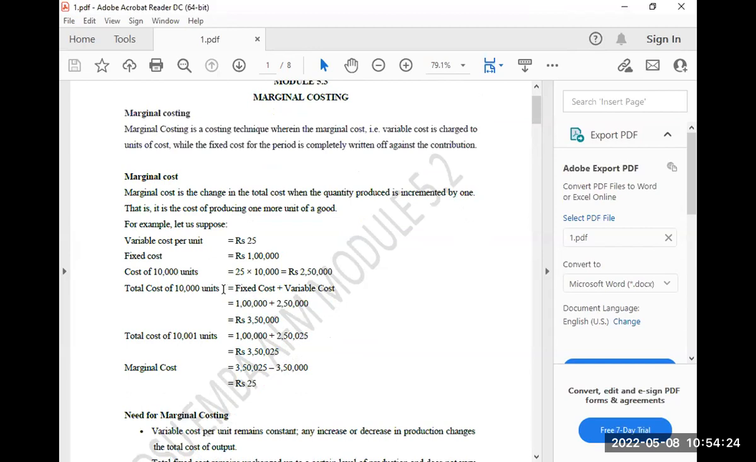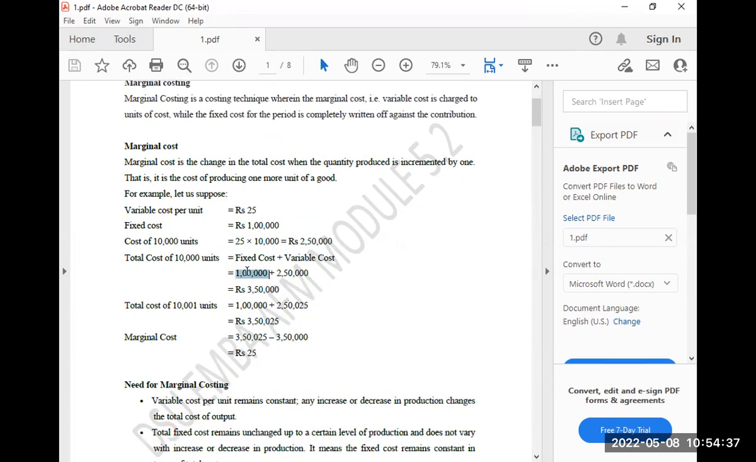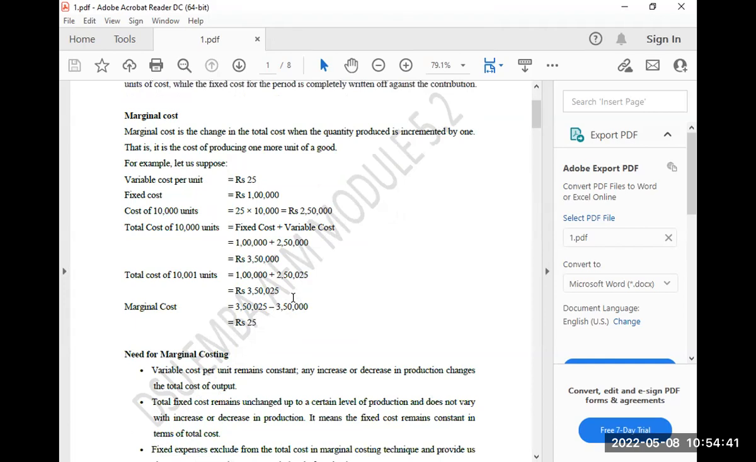So the cost of 10,000 units is equal to 25 rupees into 10,000 units. So it's equal to 2,50,000 plus 1 lakh rupees of fixed cost. So the total cost is going to be 3,50,000. In this 3,50,000, 1 lakh is the fixed cost and 2,50,000 is the variable cost.